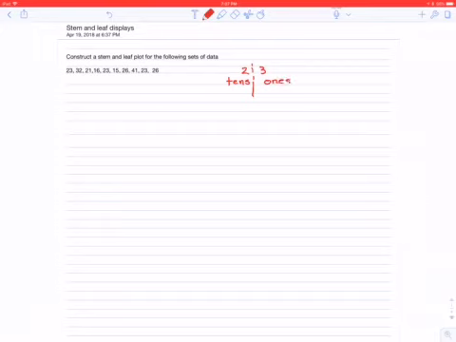Now I can do that with every data item. I can break every data item into tens and ones. So a stem and leaf display is appropriate. I'll put my stems, or my tens digit, in a column. So I'm going from the tens, the 20s, the 30s, and the 40s. Now, to the right of that, I'll put the second part, the leaves.